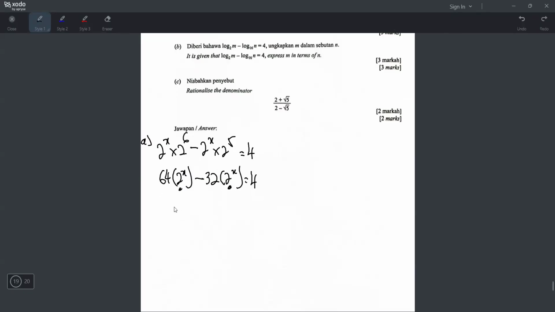So 64a minus 32a is 32a, which is 32 times 2 power x lah. You don't write a, like a is 2 power x. And then it goes 4, right? And then now you pindah the 32, it becomes 4 over 32, which is 1 over 8, right?